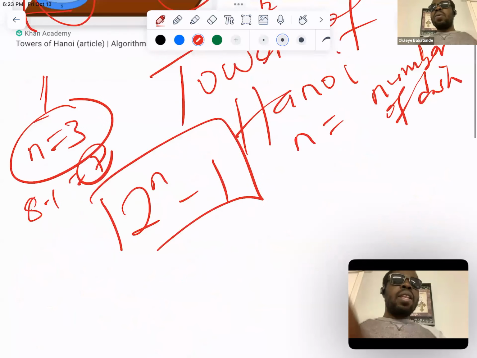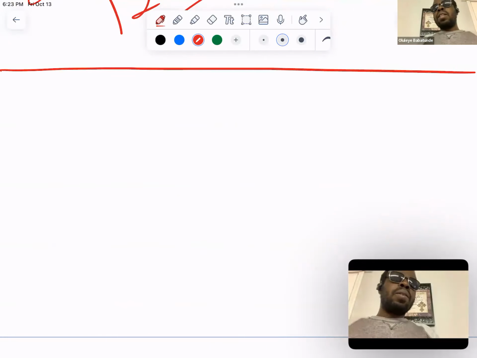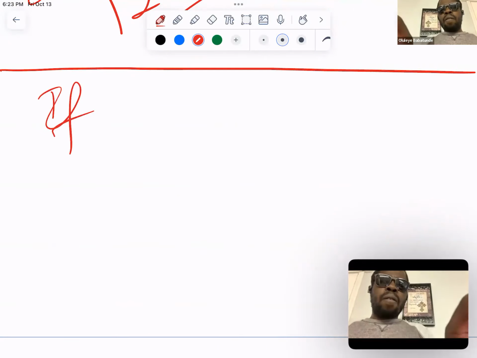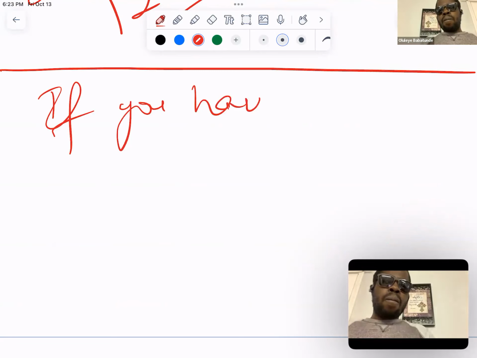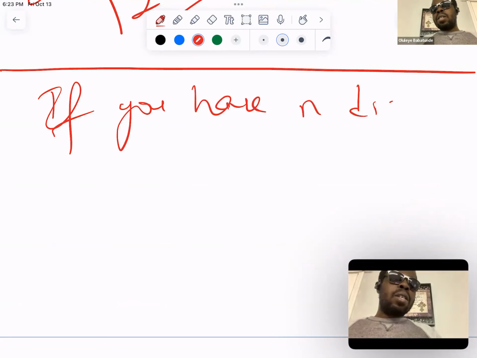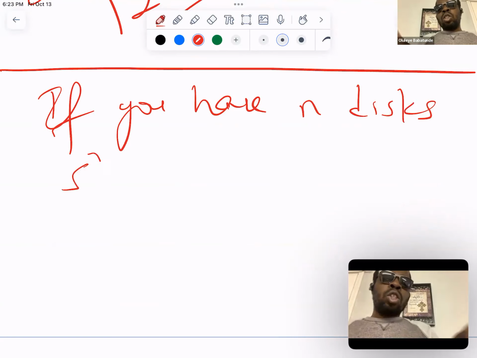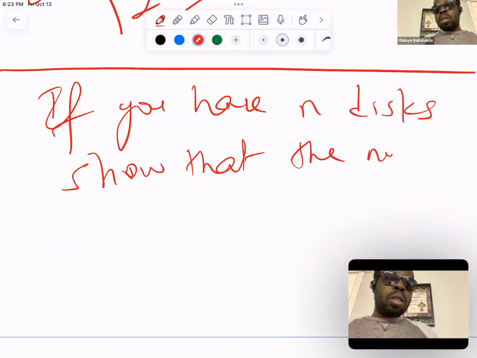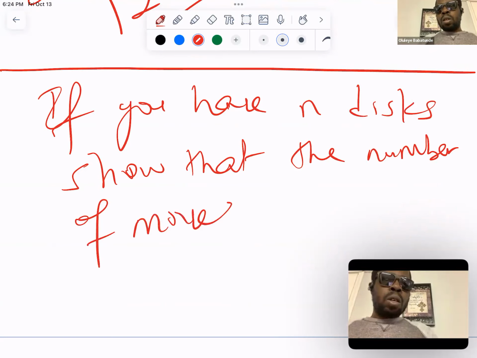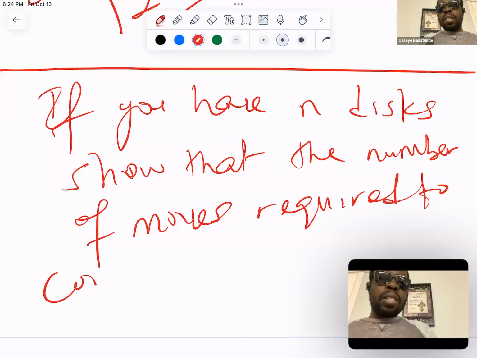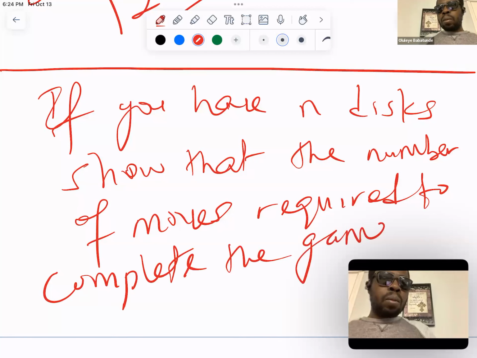Now, generally speaking, if you have n discs, show that the number of moves required to complete the game is 2 to the n minus 1.